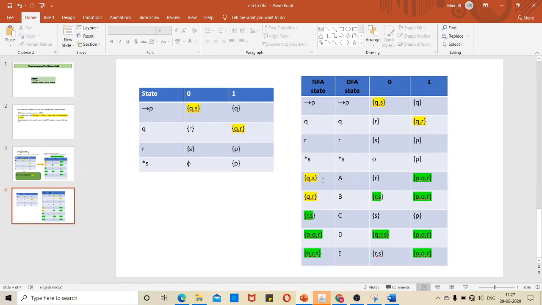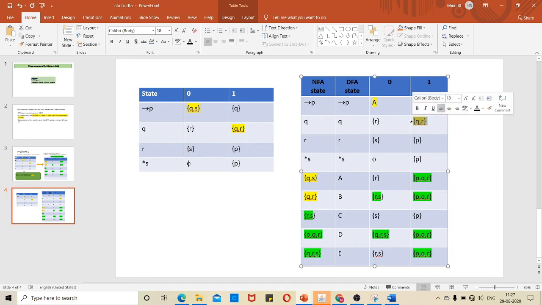Okay, so I make QS as A, B, C as a new state. So wherever this QS comes, we will make it as A. So this is A, wherever QS, nowhere else. And QR, wherever it comes, let me make it as B. So I am making this as B. And RS as C. So this one as C. And any other RS is there? Oh, here it is going to be C.